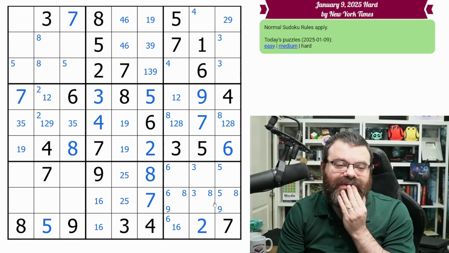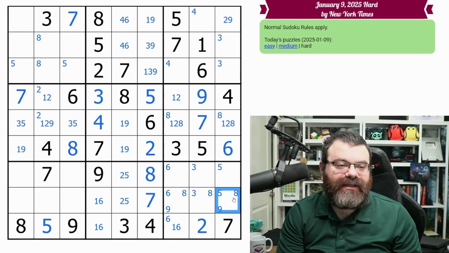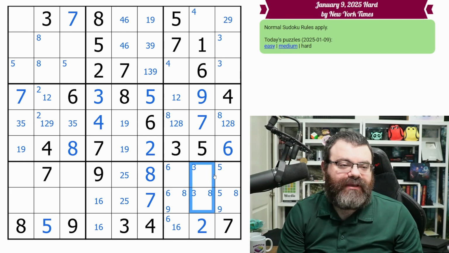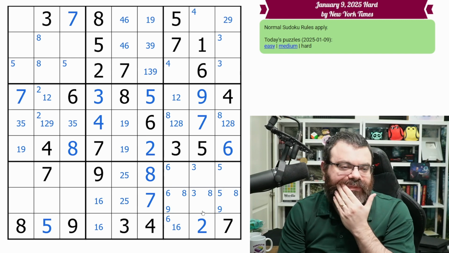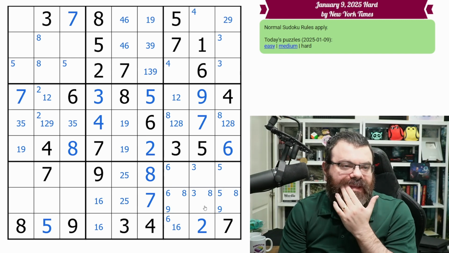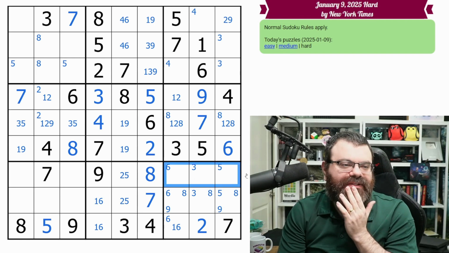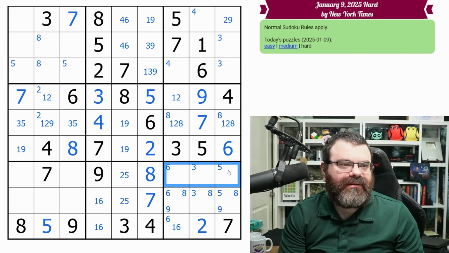Okay, I'm going to examine these corner marks carefully because we have the 8 and the 9. We have 3, 5, 6. Okay, so we don't have a hidden triple here. It looked like it was possible, but it does mean these 3 cells are quite limited, I think.